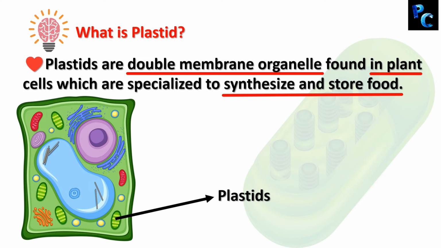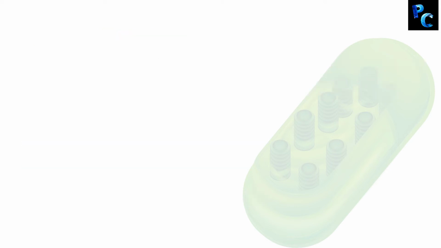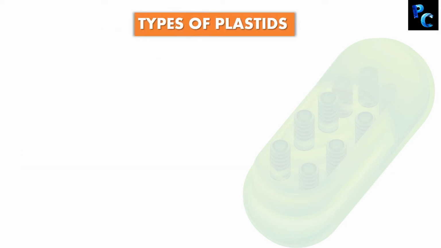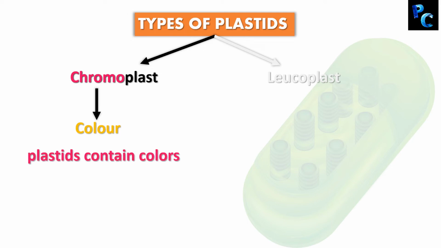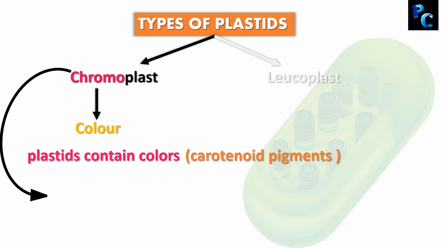Before we look into the detailed structure of plastids, let's talk about types of plastids. Plastids are basically of two types, chromoplast and leucoplast. Chromo means color. That means chromoplast are colored plastids and this gives color to the flowers, fruits, leaves, etc. Carotenoid pigment are present in the chromoplast. One special type of chromoplast is chloroplast. Chloroplast gives green color to the plants.